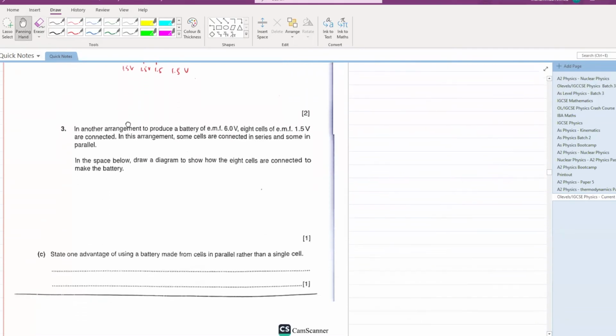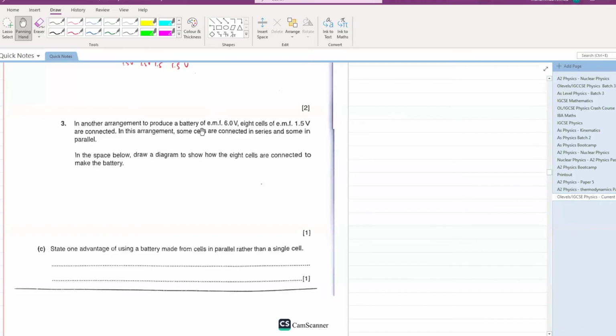Okay. In another arrangement, to produce a battery of EMF 6 volts, 8 cells of EMF 1.5 volts are now being used, connected in this arrangement. Some cells are connected in series and some in parallel. In the space below, draw a diagram to show how 8 cells are connected to make the battery of 6 volts. Very easy. Positive, negative, positive, negative in a parallel combination like this.